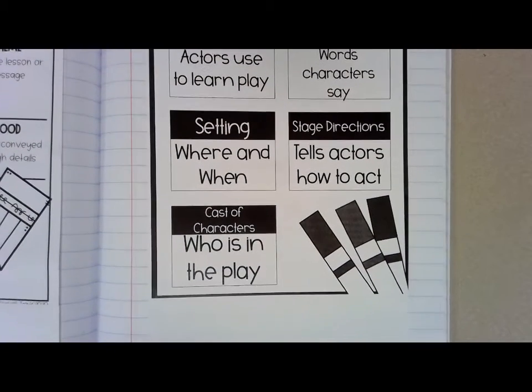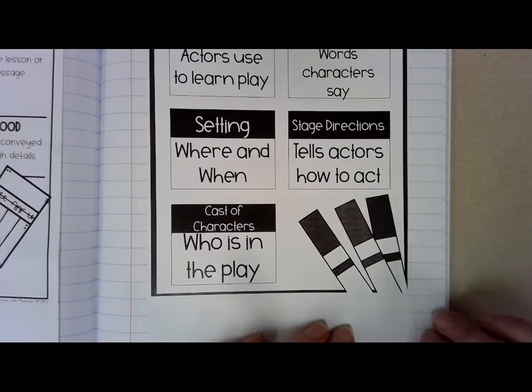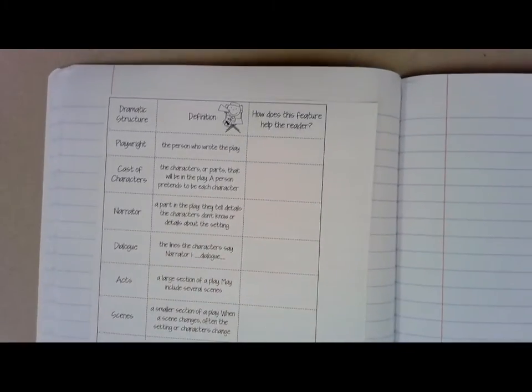And then we have the cast of characters, which is who's in the play, and those will be the people who have the dialogue. That is on page 37. Now we're going to look at page 38. So you need to glue this down on page 38.